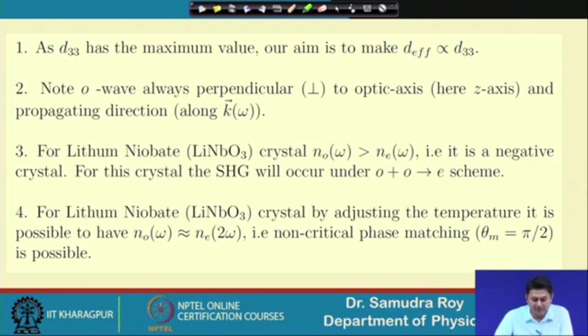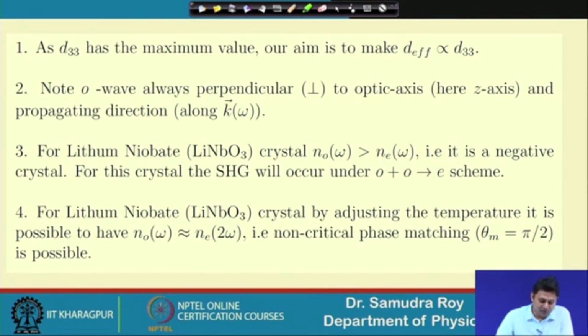For the lithium niobate crystal, nO is greater than nE, as I mentioned, and it is a negative kind of crystal. Since it is a negative crystal, the phase matching condition that one should have is the OO to E system. So, this is the scheme through which the second harmonic should be generated.